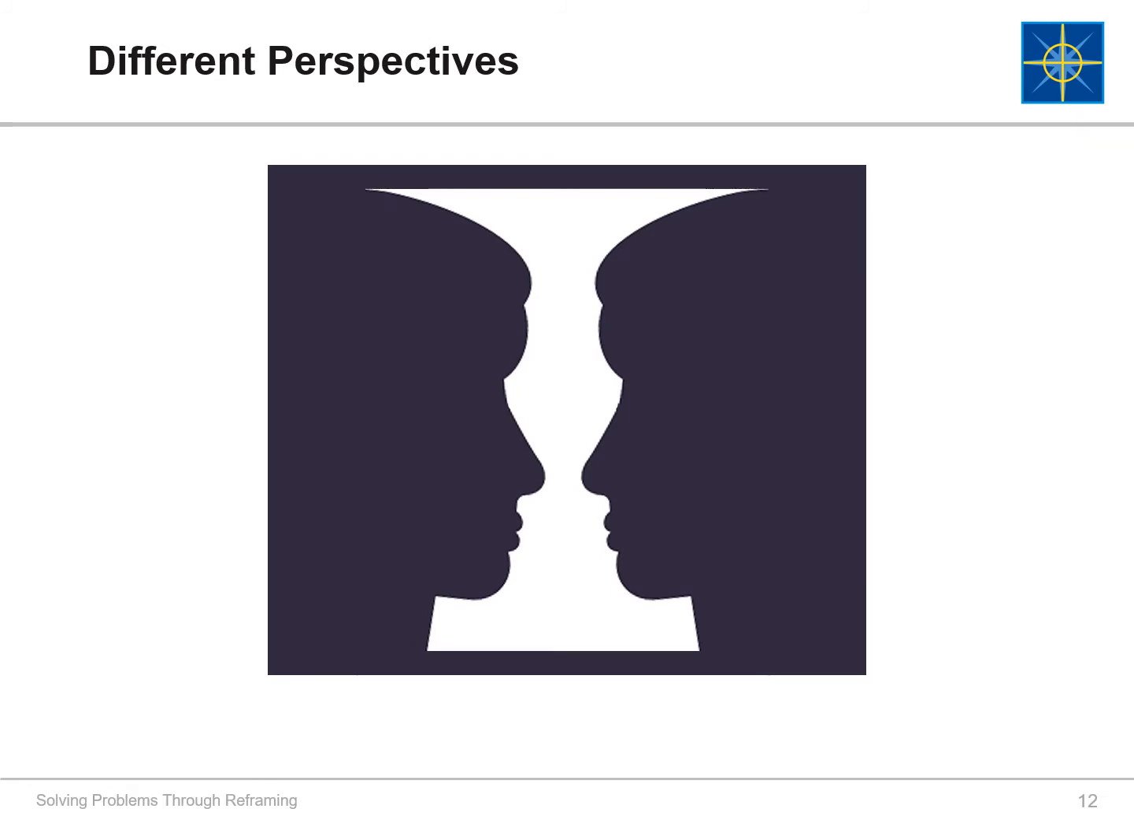This is a classic exercise for reframing. Do you see the two faces in silhouette looking at one another, or do you see a vase in the center on a black background? If you have trouble seeing one or the other, look at the white space in the middle and you should see a vase appear. If you have trouble seeing the faces, focus on one side or the other and the faces in silhouette should become clear.